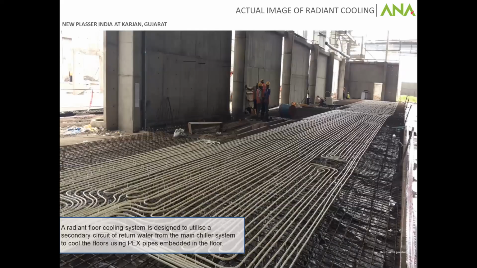So while the building itself is 10 meters high, the human being is actually only about 1.5, 1.7, 1.8 meters tall. And you get this feeling of a cool environment within the building because you can see the radiant PEX pipes being laid just before the floor is cast in.